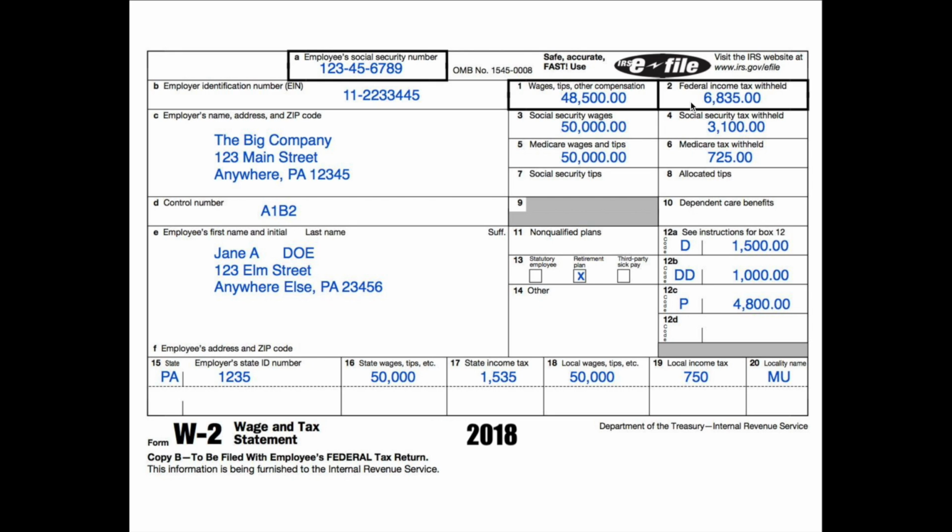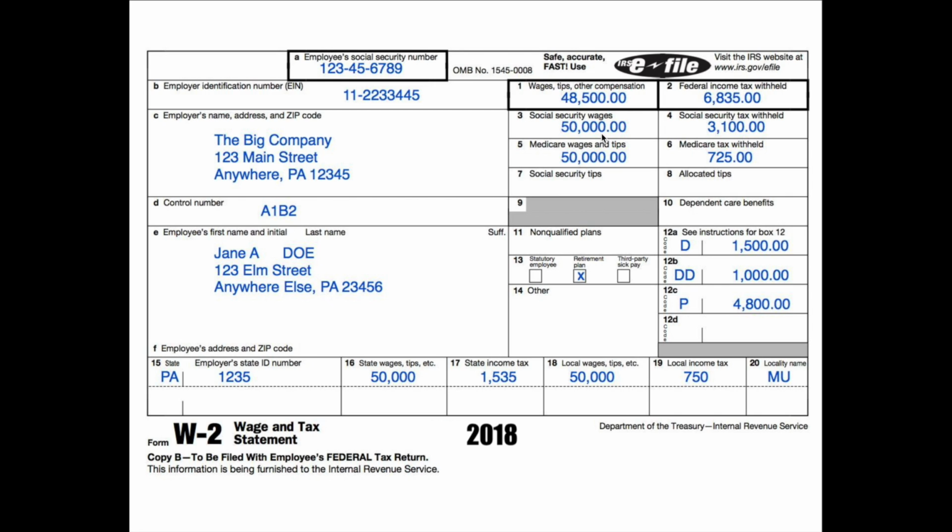Box 2, just as it reads here, is the federal income tax withheld. This is the amount of federal income taxes withheld from your paycheck week to week. This is determined by the number of allowances and any additional amounts chosen on your W-4.